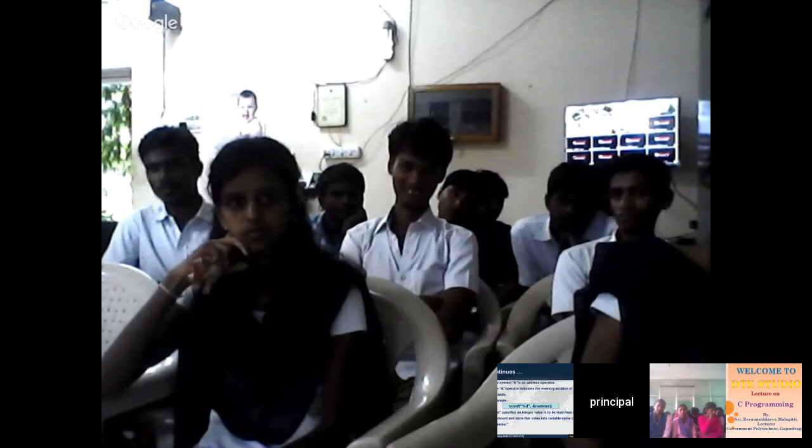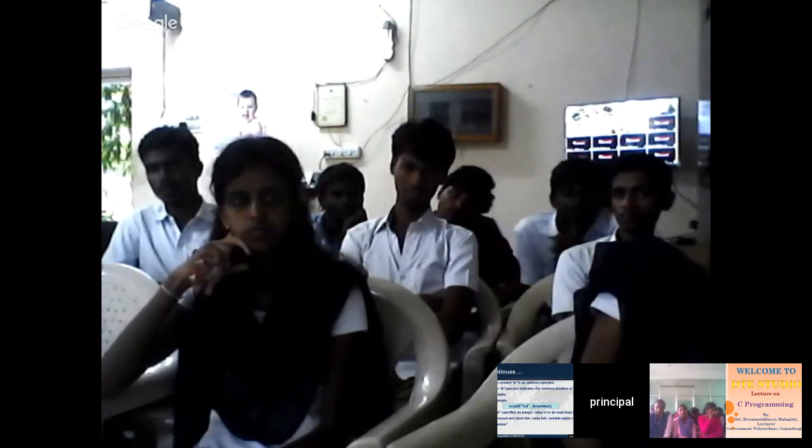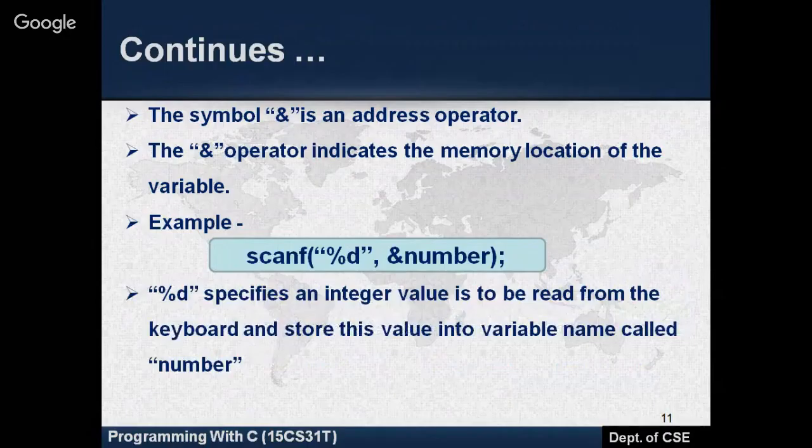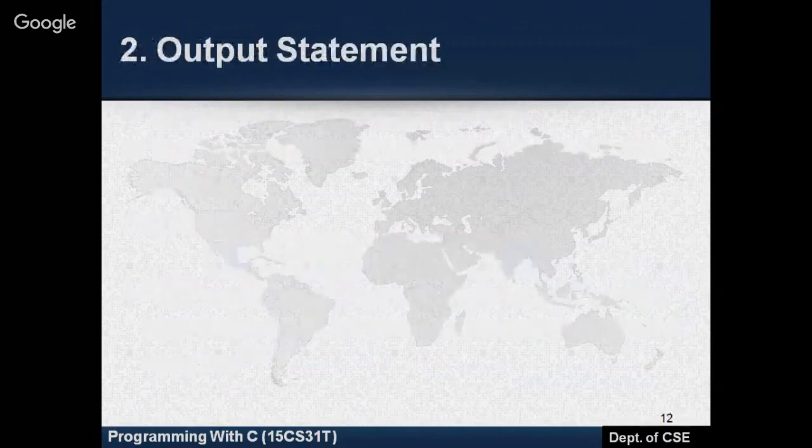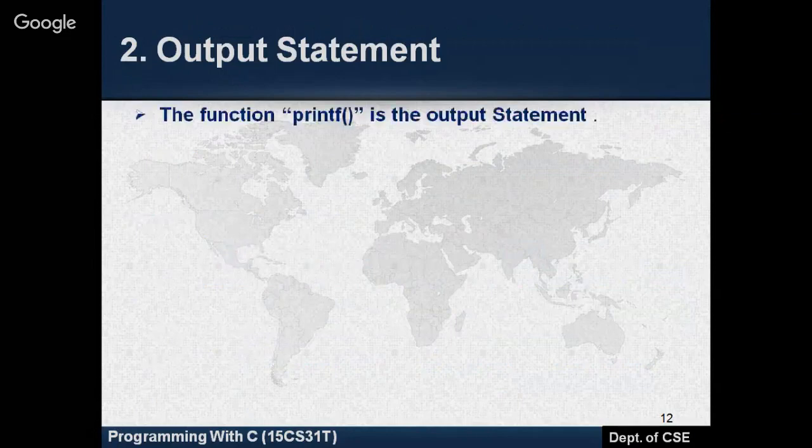Look, the percentage symbol specifies the integer values to be read from the keyboard and stores this value into the variable named number. And the next one is the output statement. Now we know how the value is read from the keyboard. Next we'll see what we mean by the output statement. Always, the output statement is indicated by using the printf function.